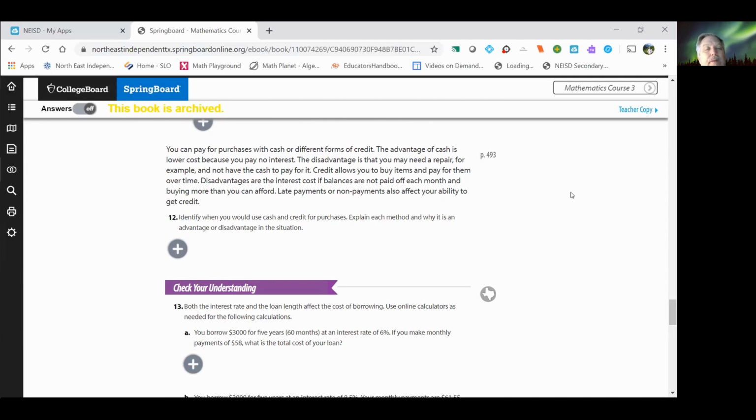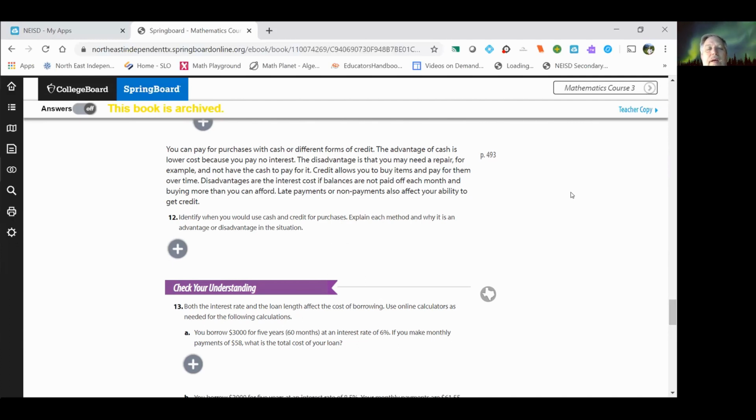Okay. Item 12. Identify when you would use cash and credit for purchases. Explain each method and why it's an advantage or disadvantage in the situation. Typically, you would use cash for something like your everyday purchases, where you don't want to borrow it. Like, for example, when you go to the grocery store, you typically want to use cash. Now when we say cash, it doesn't mean you can't use a debit card, or a check. It's where it comes right out of your bank. You're paying it in full right away, and things like that.